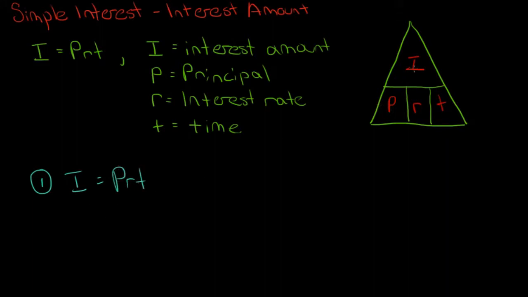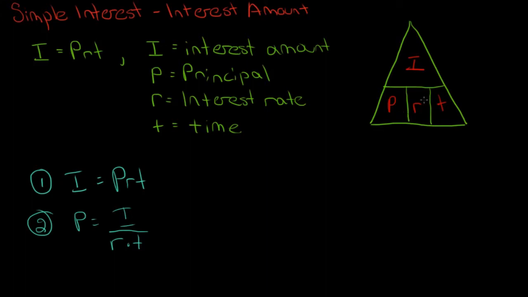Now, say that we know our I, we know our R, and we know our T, and we're asked to find P. What could we do then? Well, we could cover up our P, and then we're left with IRT. Now remember, vertical line means multiplication, and horizontal line means division. So this gives us the formula P equals I divided by R times T.